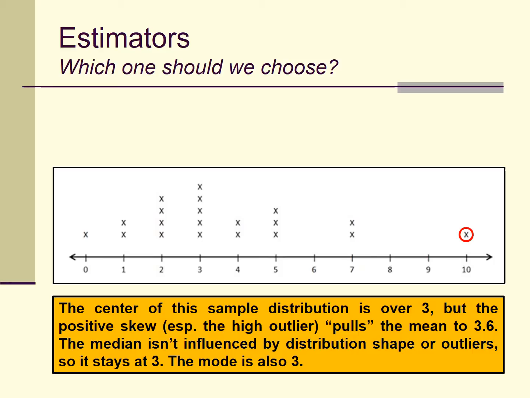In fact, a better estimator of that, or a better descriptor of that data in this sample would perhaps be the median, which stays at 3. And for what it's worth, the mode, the most frequently occurring value, is also 3. So perhaps the median and the mode are better descriptors of the center of this data set and better estimators of the center of the population distribution that this data was presumably drawn from.